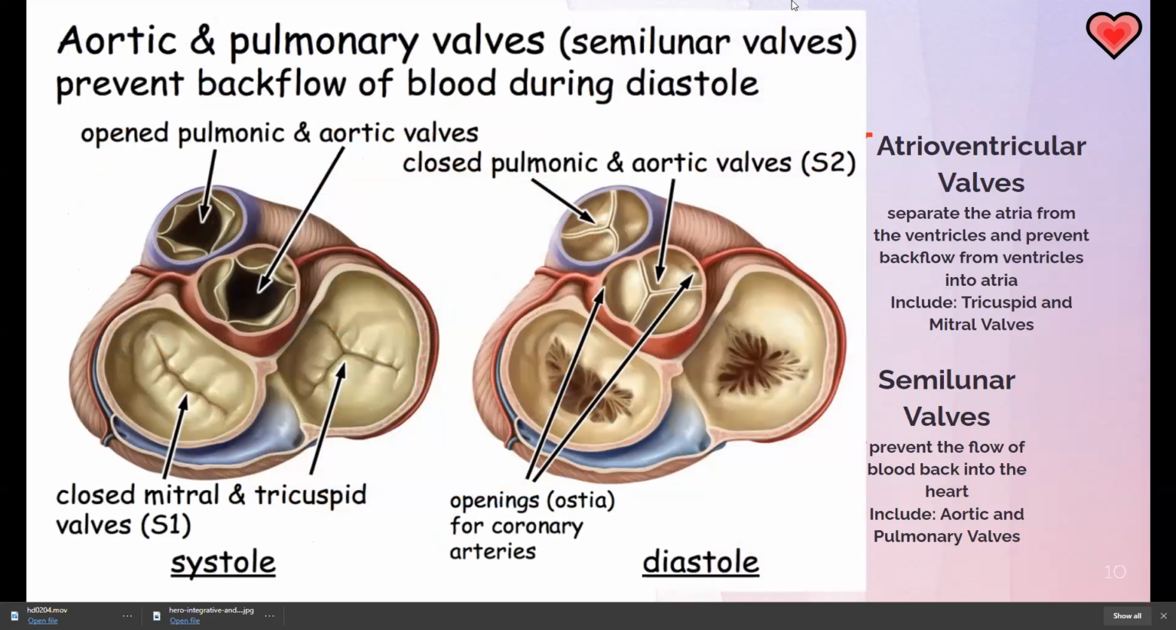And then this is another view of those valves. The whole purpose of these valves is to prevent backflow of blood. So when pressure pushes the blood in one direction, you want to prevent blood from flowing backwards. If blood left the ventricle, you don't want it to go back into the ventricle. Know which valve is associated with leaving from which part of the heart. If blood left from the right ventricle, know which valve is going to prevent the backflow of blood back into the right ventricle.